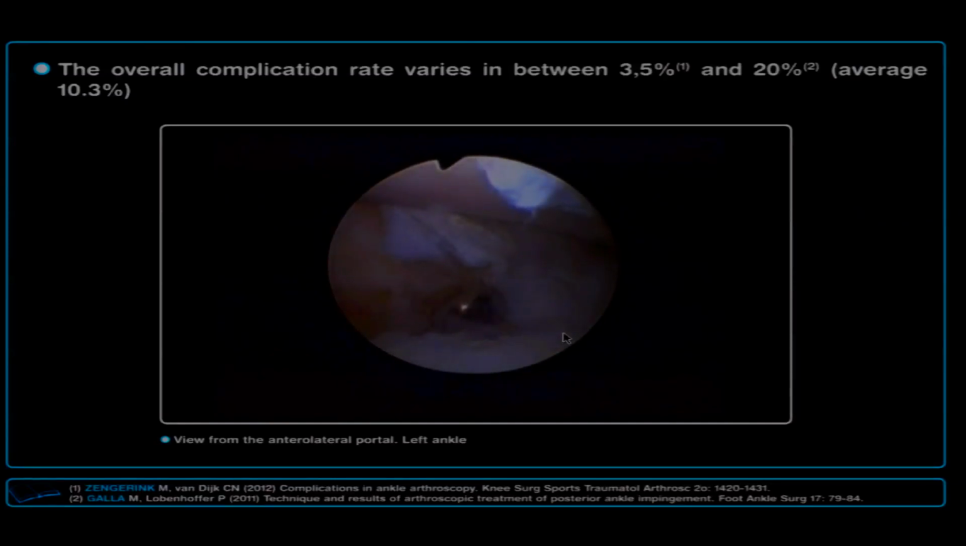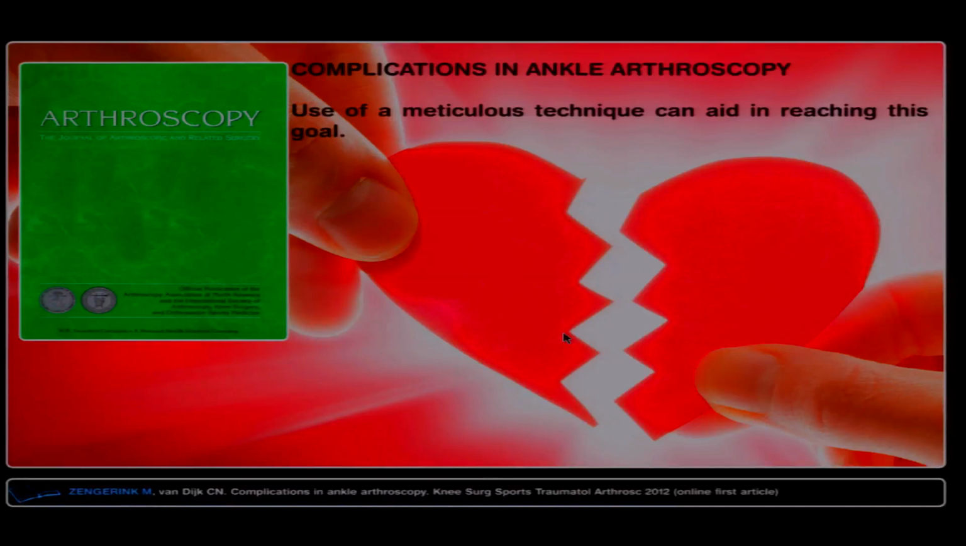The overall complication rate of ankle arthroscopy varies between 3.5 and 20%, with an average around 10. In the last publication of Van Dijk and his team on ankle complications, it literally says that use of meticulous technique can aid in reaching this goal of obtaining lower rates of complications. But this sentence broke my heart. Where is the anatomy in this sentence?